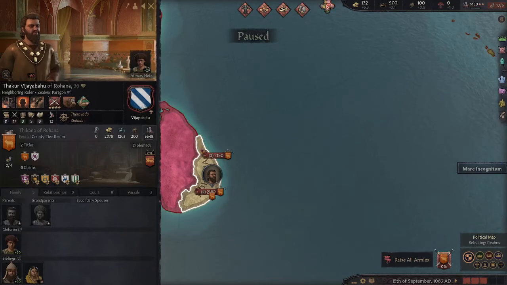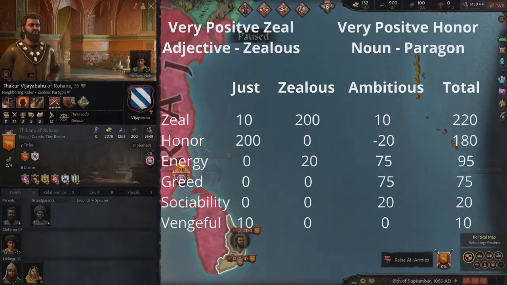So I'm just going to break this down for you on how he got this personality trait. Let's take a look at this neighboring ruler near us, and we can see that the personality traits he has as an AI character are just, zealous, and ambitious. When you filter through this, you can see the different attributes here and what all those 9 attributes add up to.